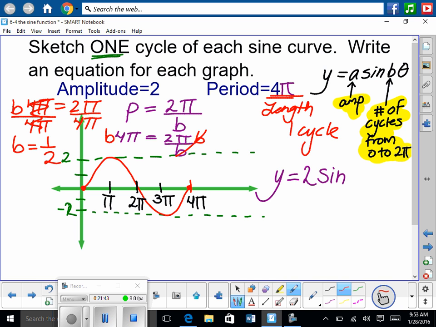Do you see how I got it algebraically? But do you see how you can just use your graph to look with your eyeballs? So there was a half of a cycle between 0 and 2 pi. So my b value is 1/2 theta.